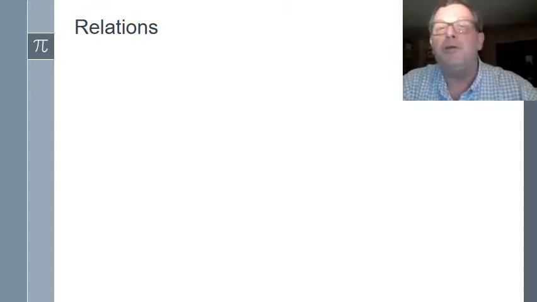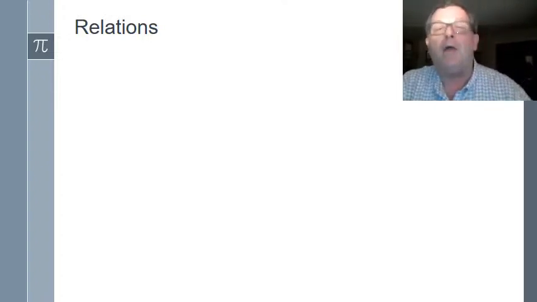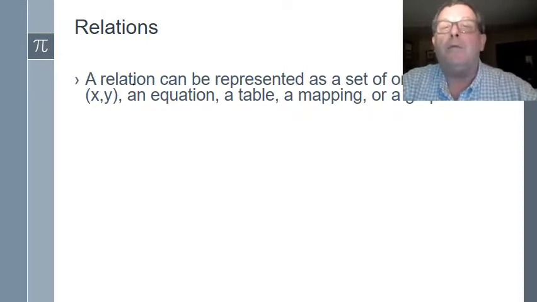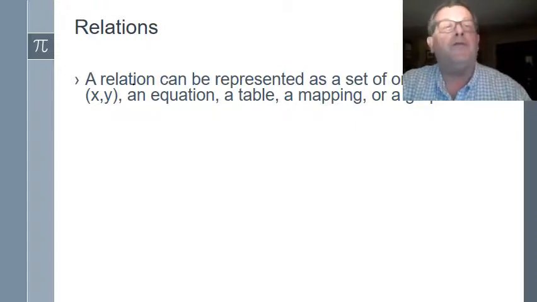And so whether this is new or just a review, let's go over for a few minutes about relations and how they can be represented. They can be represented as a set of ordered pairs. They could be an equation, a table, a mapping, or a graph.